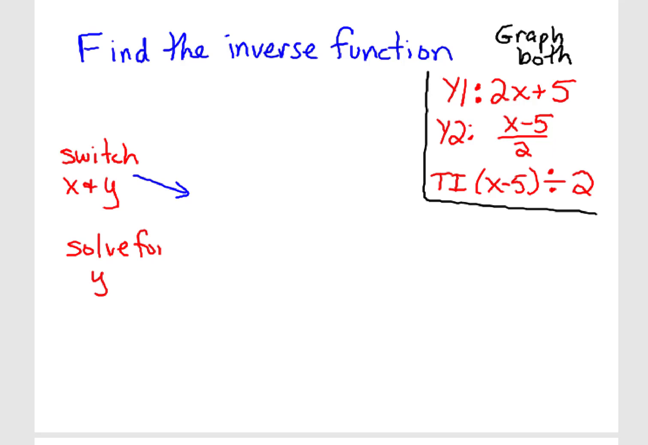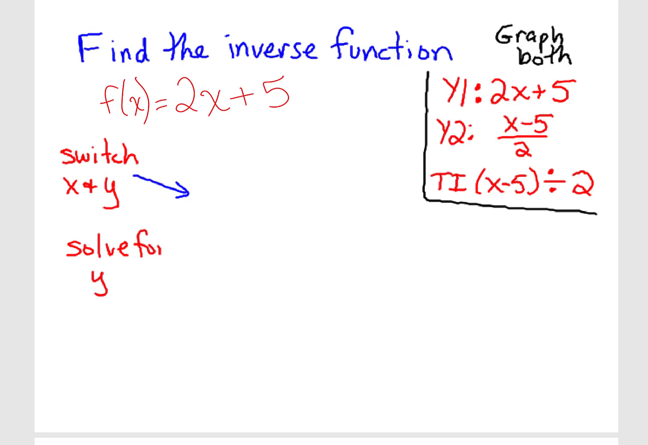This is section 2.7, inverse functions, part 2. So picking back up with finding the inverse functions, it gives us the function 2x plus 5. So first let's do it by hand. So this is f of x equals 2x plus 5.